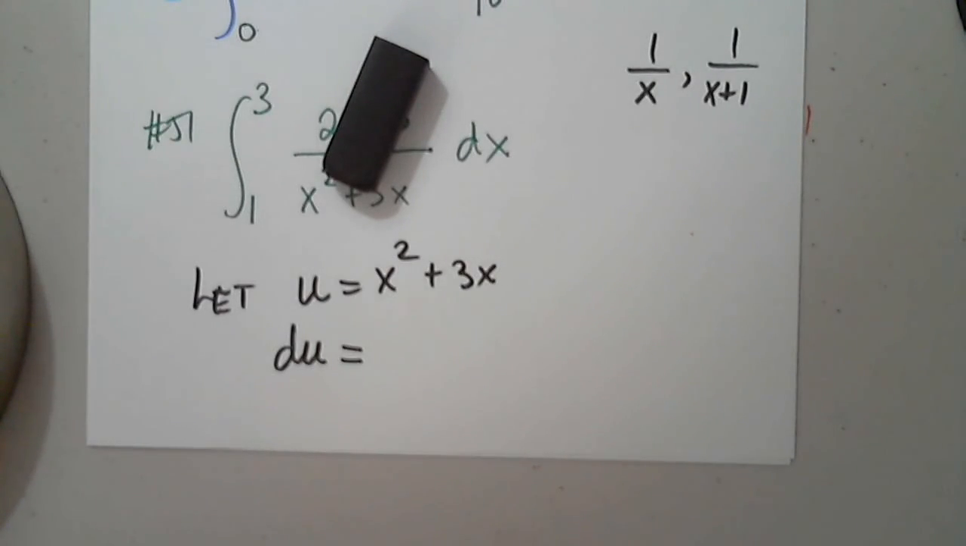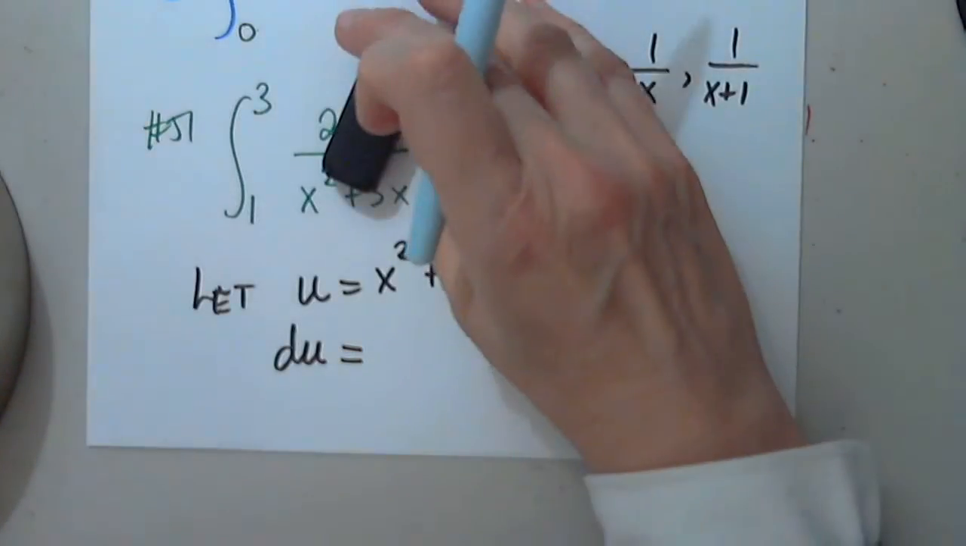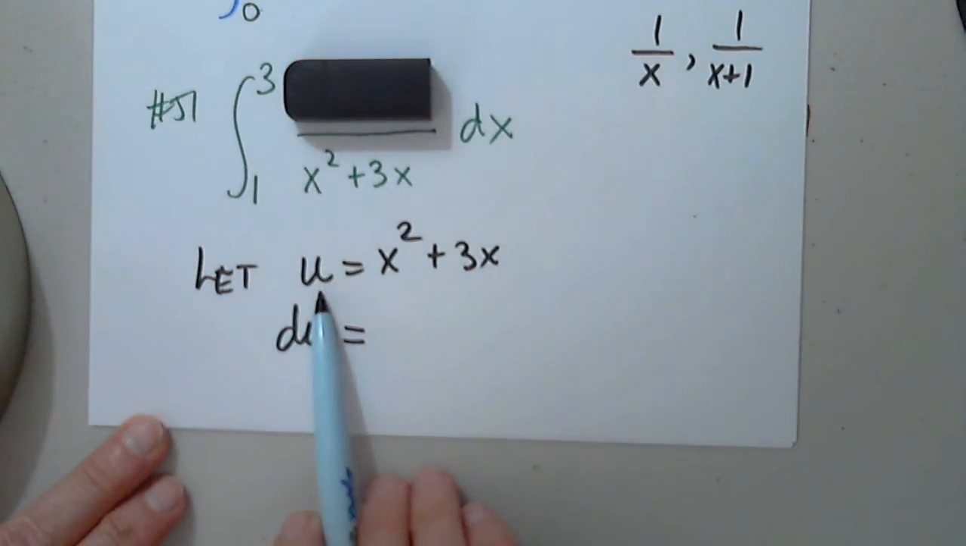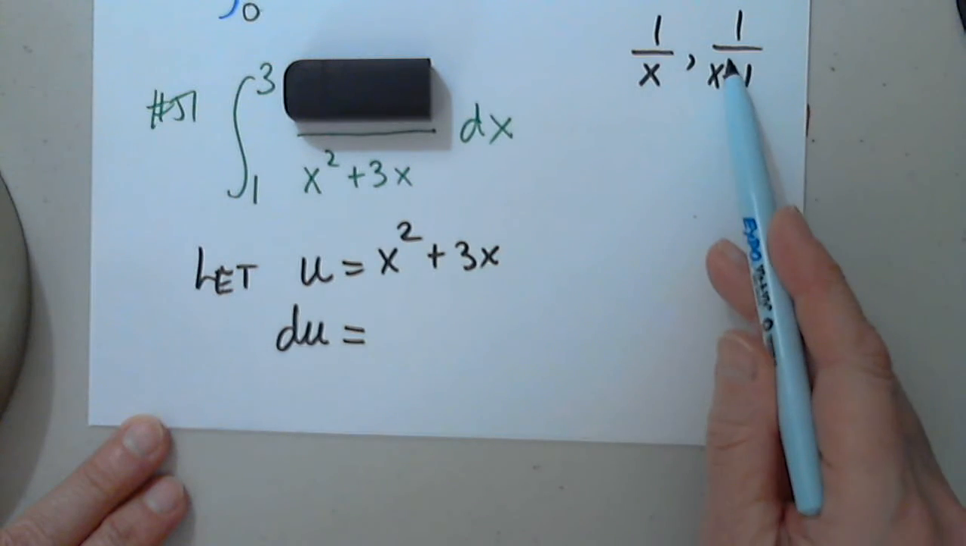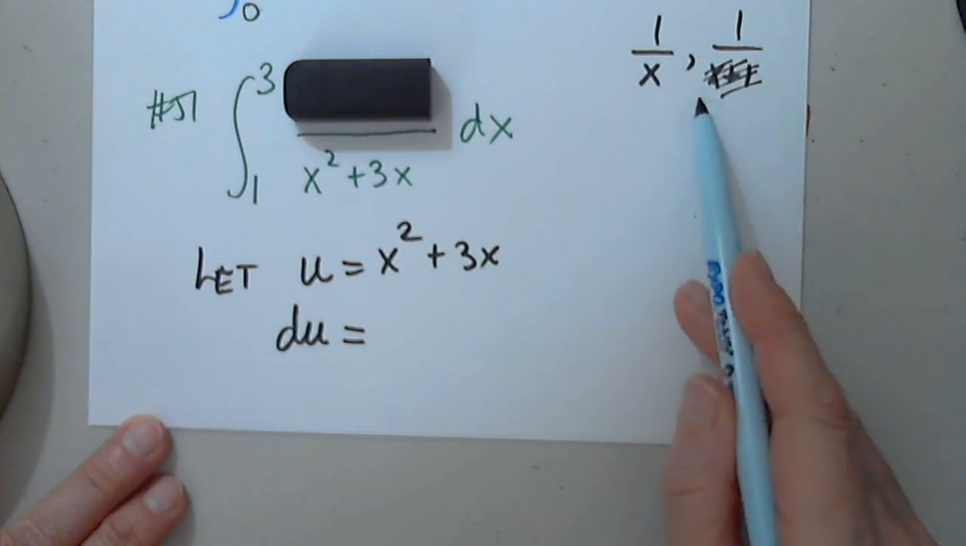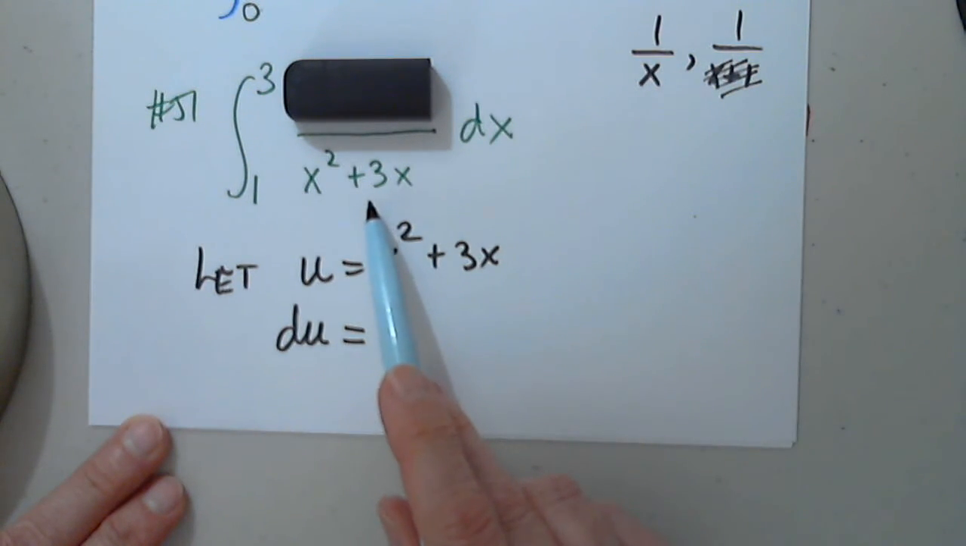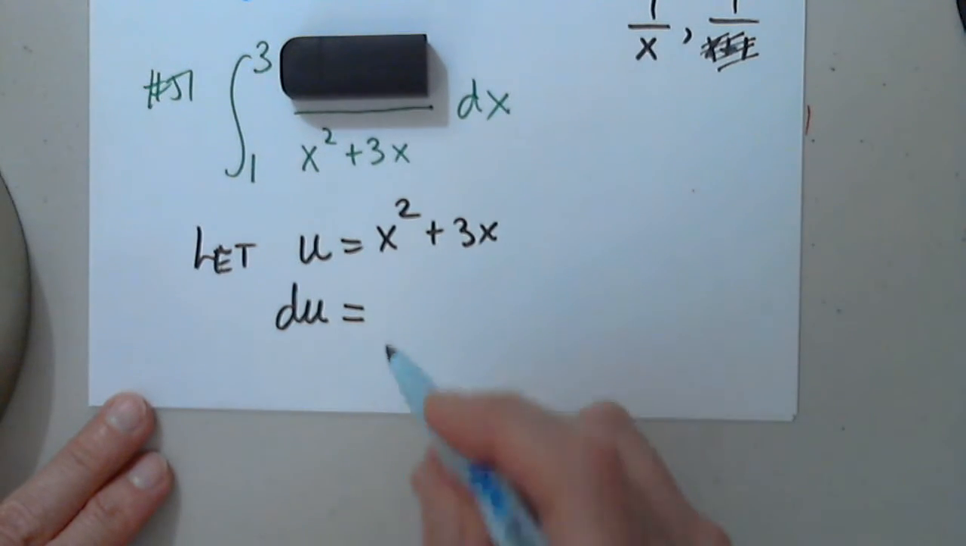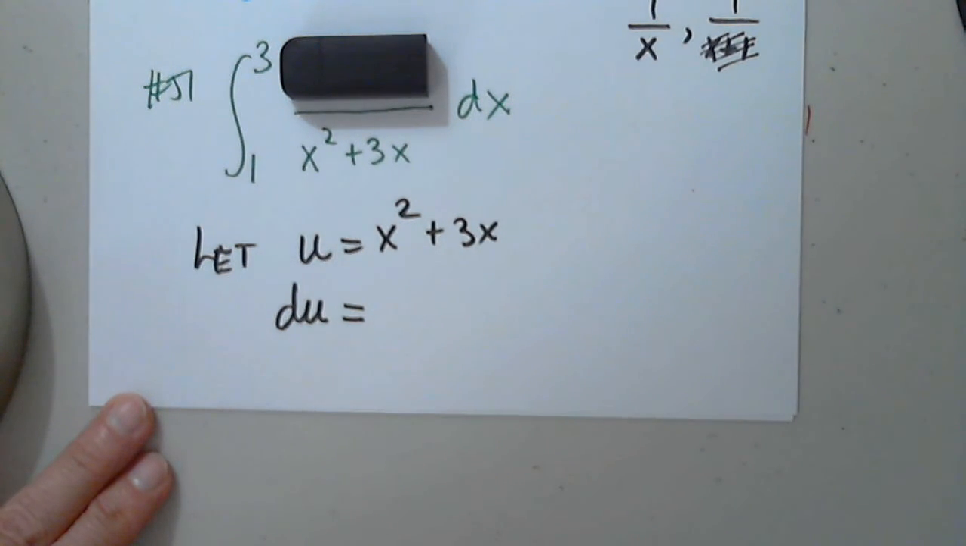So what is the du if I choose u to be this denominator, because this is what really bothers me, terms in denominators. So what will be the du of this function?